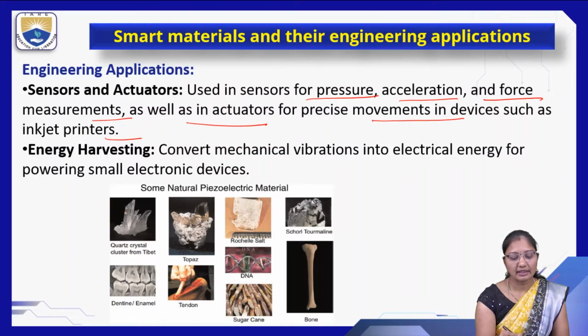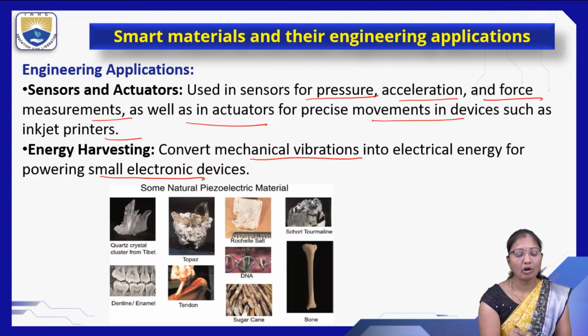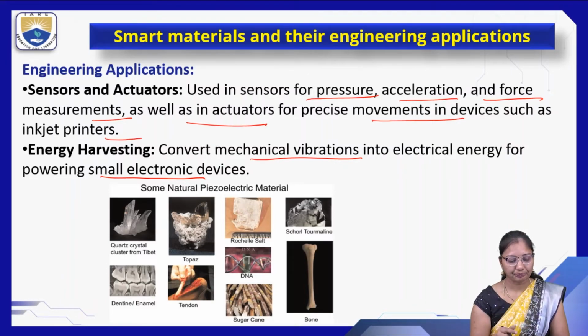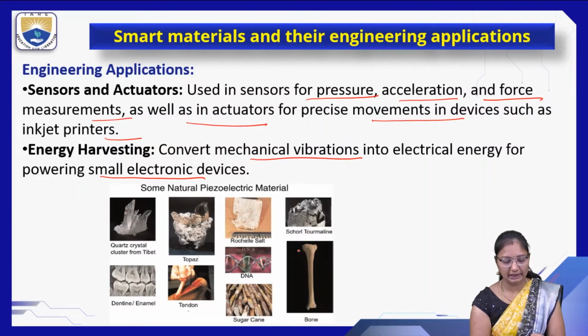Energy harvesting: they convert mechanical vibrations into electrical energy for powering small electronic devices. For small electronic devices, these materials convert the mechanical vibrations into electric energy. The best and most common piezoelectric material is quartz. Quartz crystal, topaz, tendon, dentine and enamel are piezoelectric materials, and sugarcane and bones are natural piezoelectric materials.